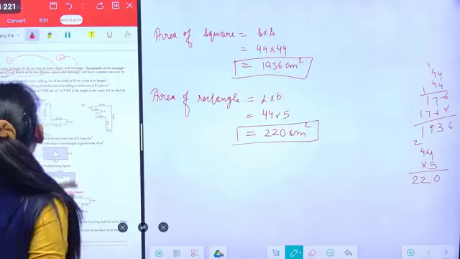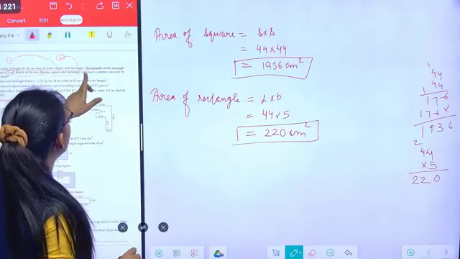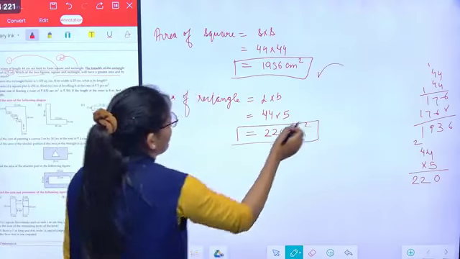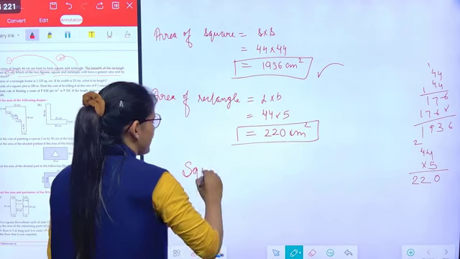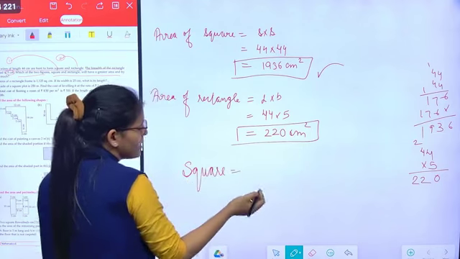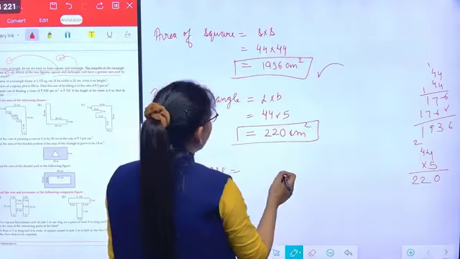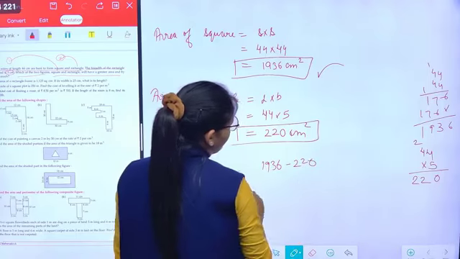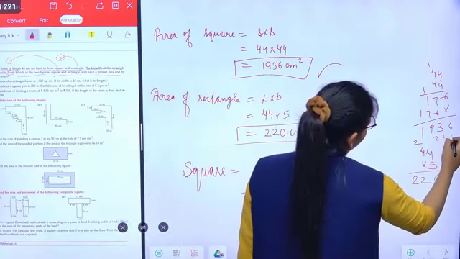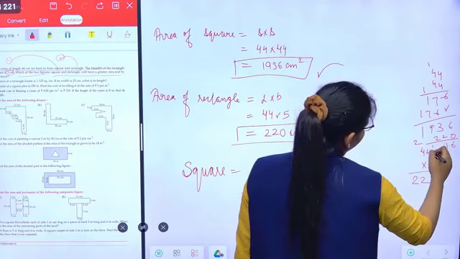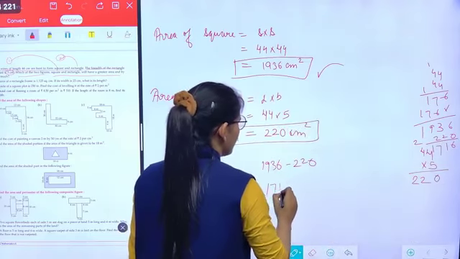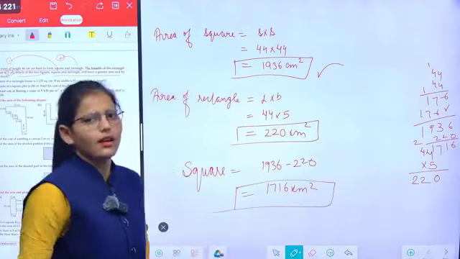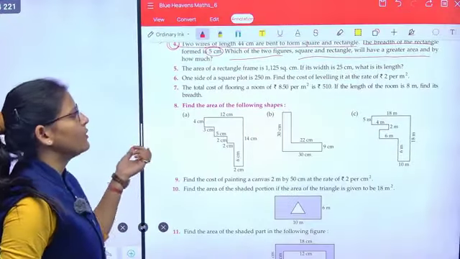Now class, which of the two figures, square and rectangle, will have a greater area and by how much? Class, which has the greater area? That is the square. The square has the greater area, by how much? So class, we will subtract, that is 1936 minus 220, 1716 centimeter square more than the rectangle. Understand class? Rest of the parts, do yourself.